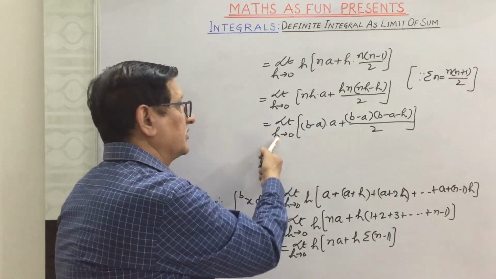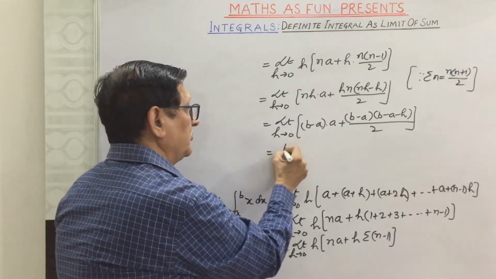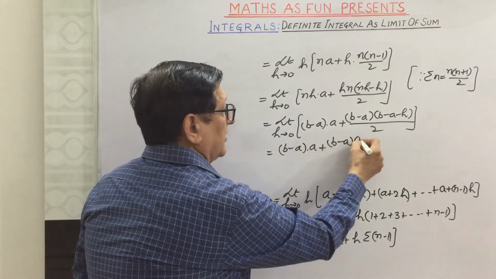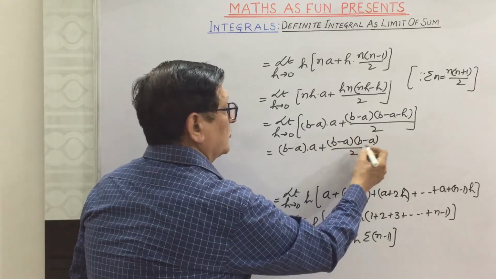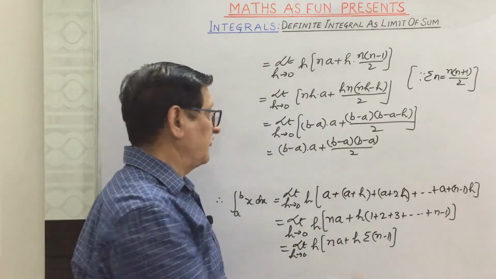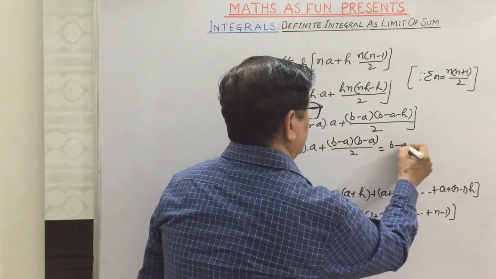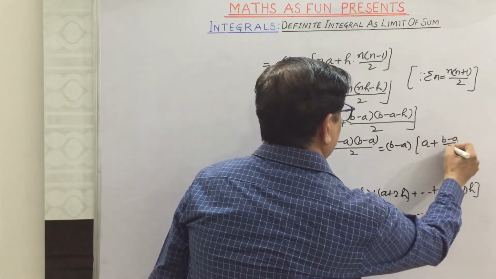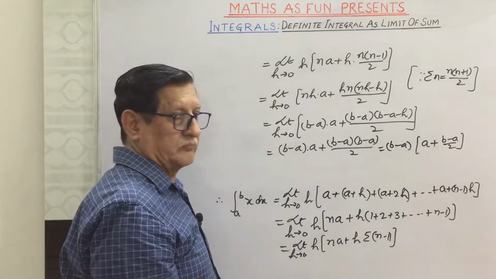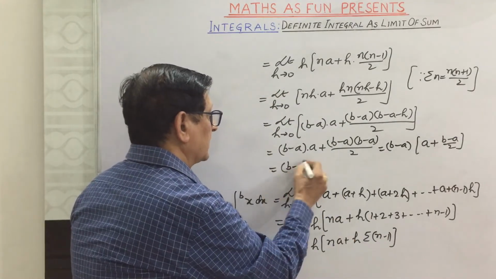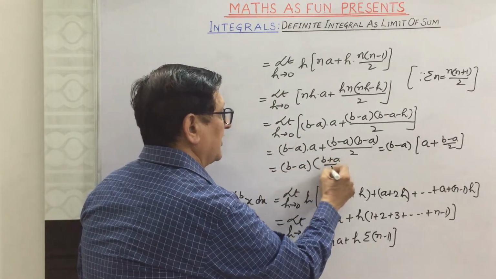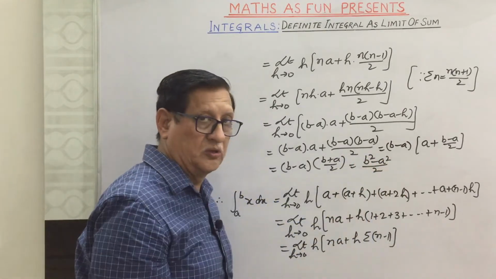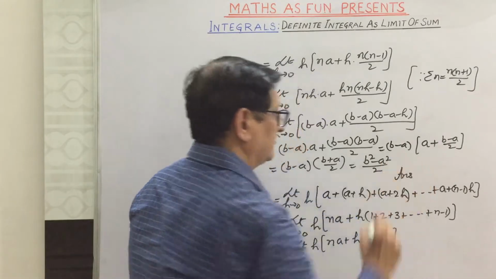Now we apply the limit h as 0. This will be (b minus a) into a plus (b minus a) into (b minus a) upon 2, because h is 0. If we take b minus a common, we are getting here a plus (b minus a) upon 2. This is equal to (b minus a) into (b plus a) by 2, or it becomes b square minus a square by 2, which is the answer to the problem.